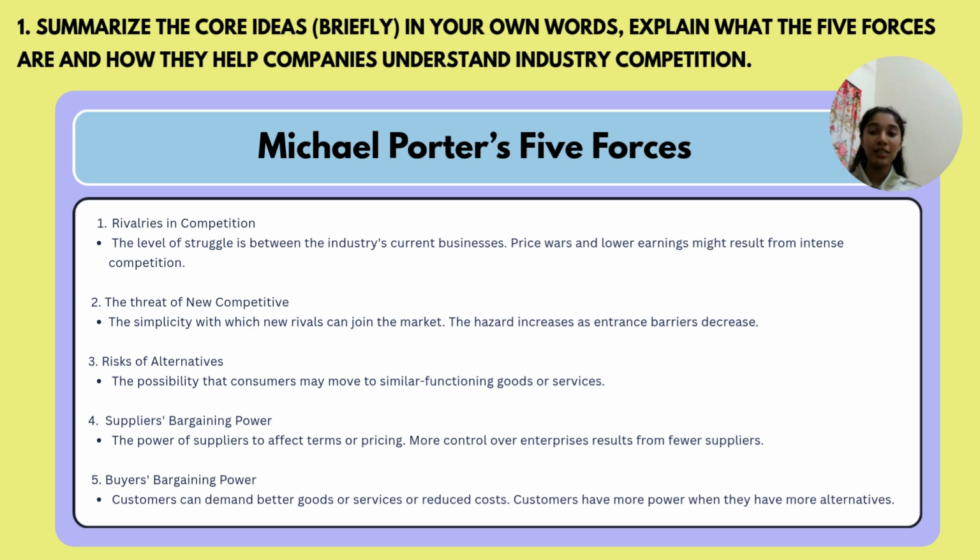The fourth force is supplier bargaining power. The company's expenses and flexibility may be impacted if there are few suppliers, because they may demand higher pricing or more stringent conditions. Finally, the fifth force is buyers' bargaining power. Customers might expect lower prices or higher quality when they have a lot of options. Businesses are under pressure to enhance their products as a result. All these things make the Five Forces an asset for companies in understanding the difficulties they encounter and formulating plans to maintain competitiveness.